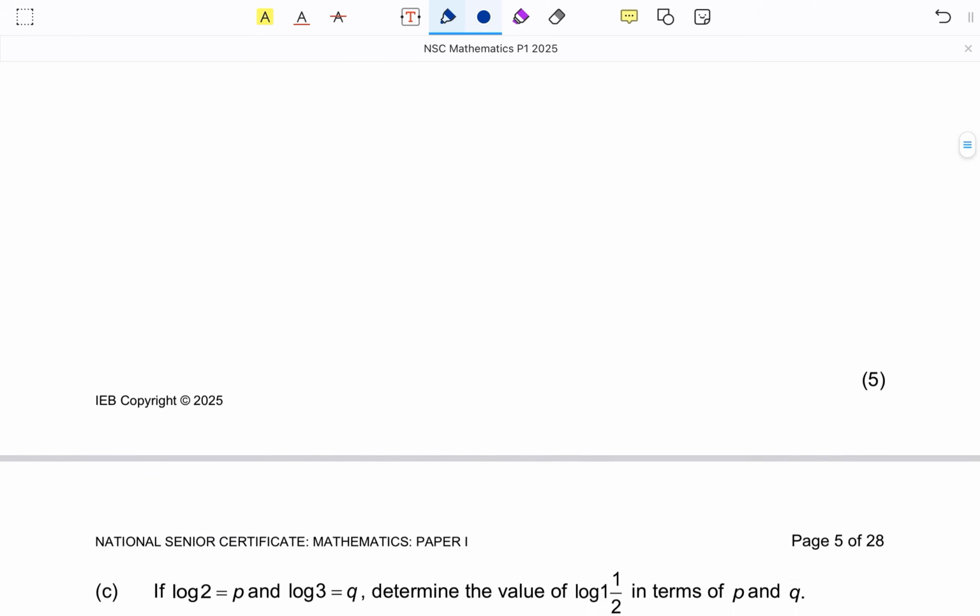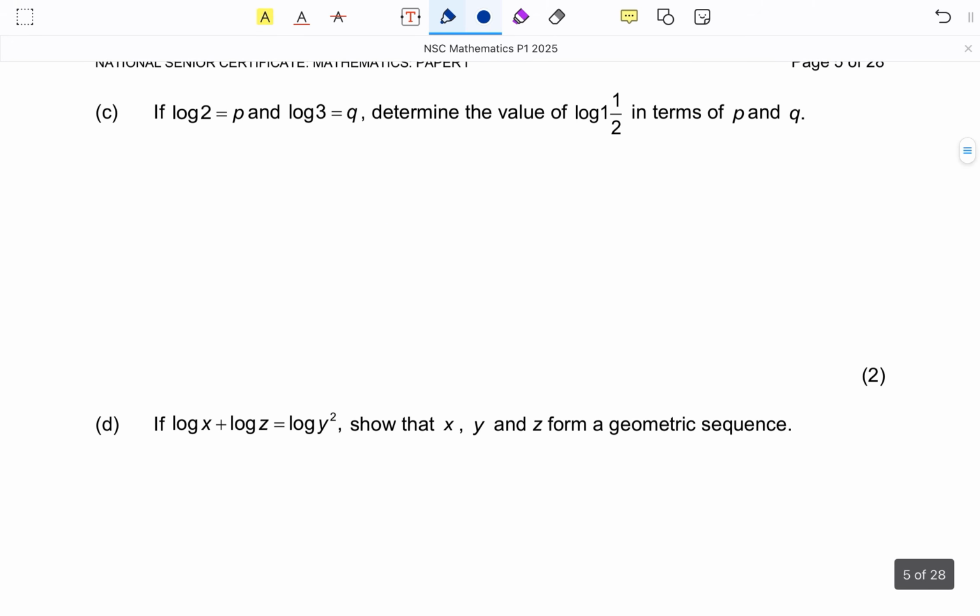Okay. The next question is a log question. It says, if log 2 equals p and log 3 equals q, determine the value of log 1.5 in terms of p and q. So I would start with log 1.5, which is a mixed number, and I would go and write it as an improper fraction. You can do this on the calculator as well.